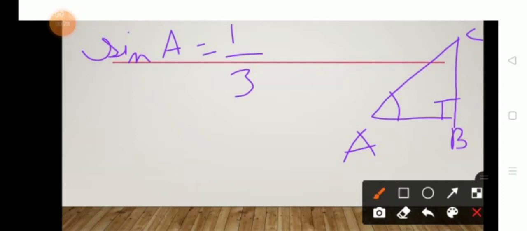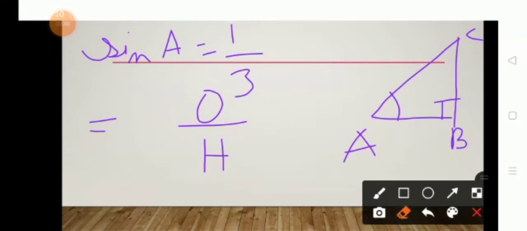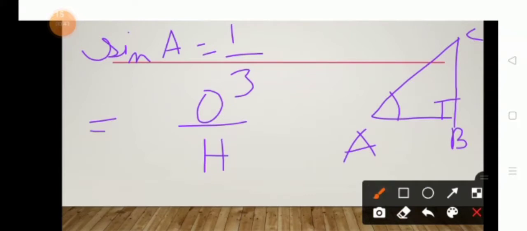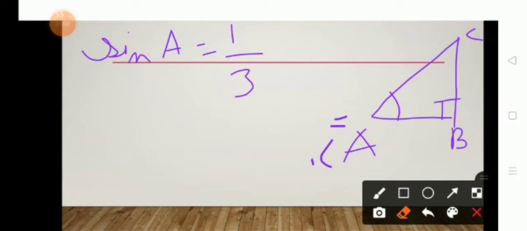From here you see, what is sine? Sine भनेको के हो? Opposite by hypotenuse. Opposite by hypotenuse. Yes or no? It's nothing but opposite by hypotenuse. Now you see here, what is my opposite here? Opposite is BC. BC by hypotenuse is AC. Yes or no? We have our 1 by 3. BC by AC. I got from here BC by AC. I'm rubbing out this.